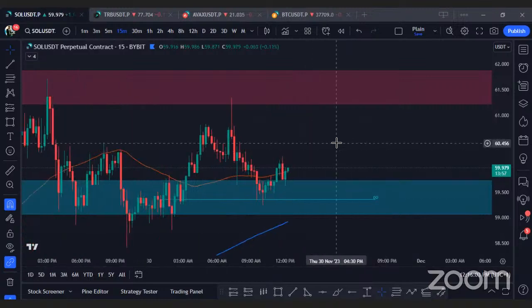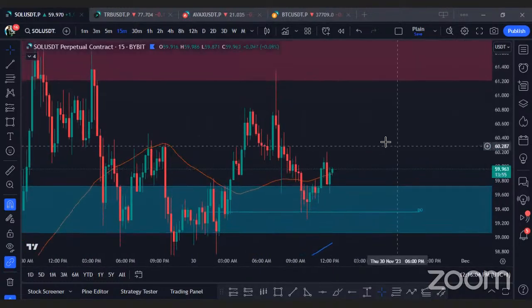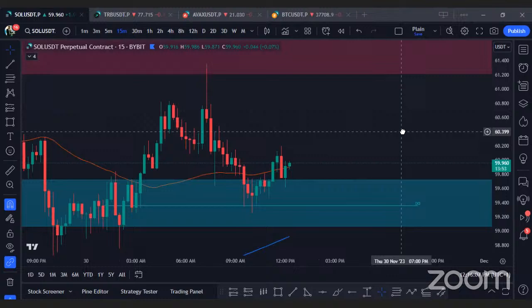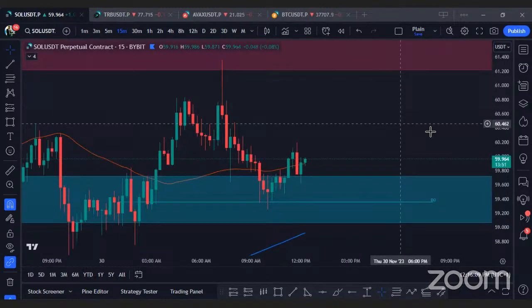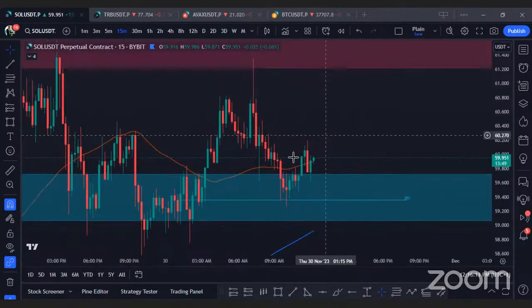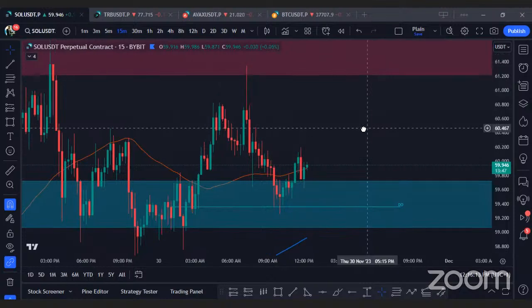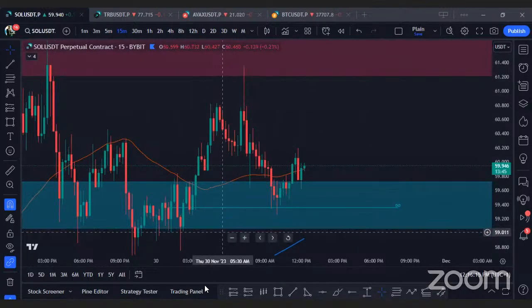Okay, Solana is pushing in. Those of you who entered at 59.8, you should be in profit already. 61 is my target actually for Solana. Patience is the key in this business, guys.